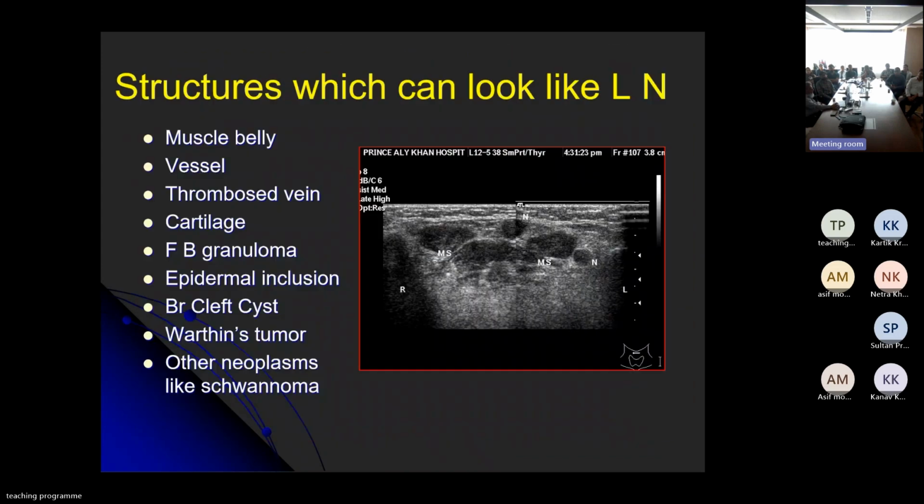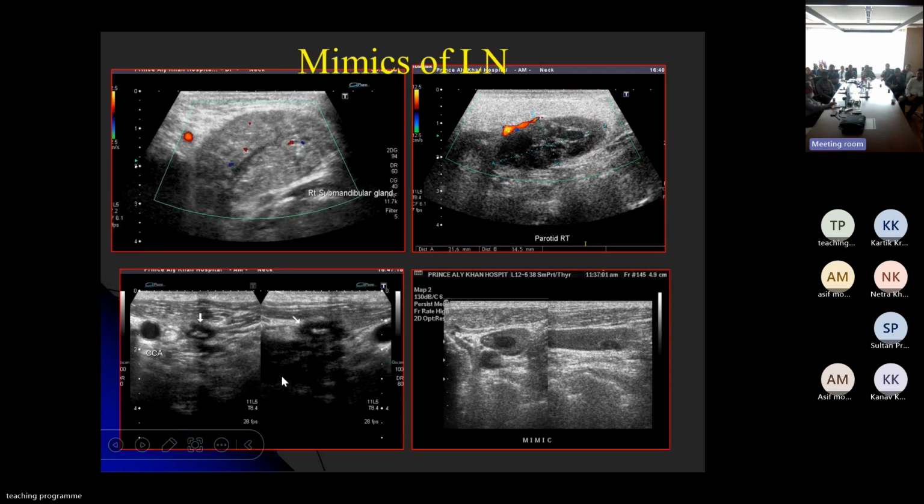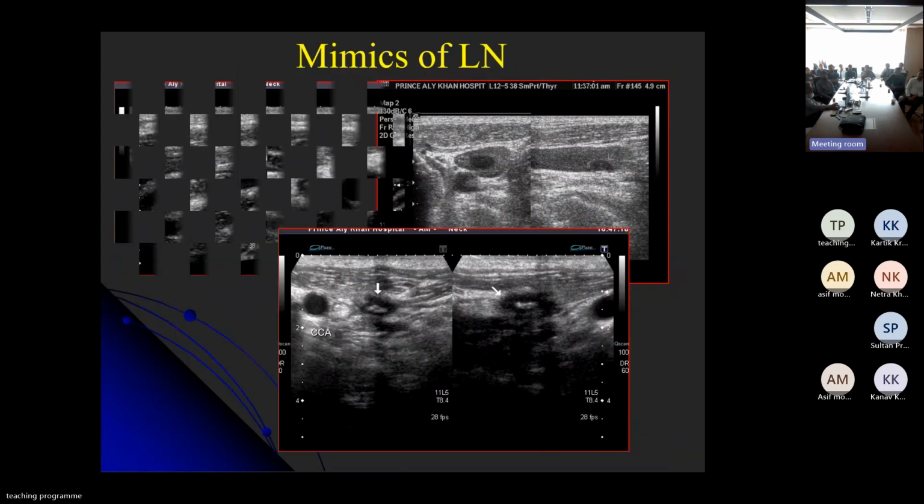I think with this, we should just know some of these structures which can look like a node, and they are thrombosed veins, sometimes foreign body granulomas, postoperative granulomas, Warthin's tumor, and neurogenic tumor. This is a very common thing after nodal dissection, especially for tongue lesions. You tend to get a very large submandibular gland, which is hard, but then we understand that this is a submandibular gland and not the node. And a thrombosed vein or granuloma can look like a node, which is one of the mimics.